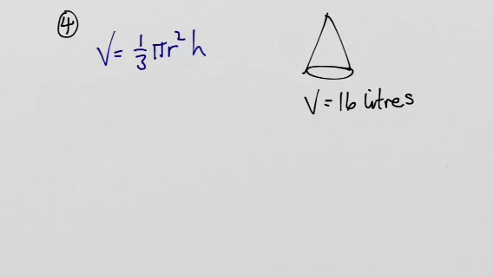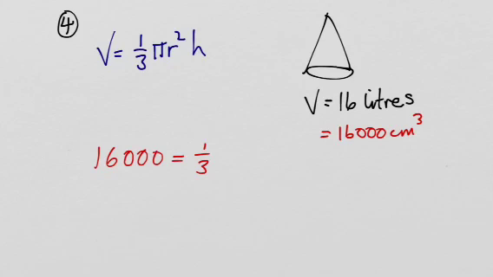Last question, you've got a cone. You're told that the cone has a volume of 16 litres. Okay, you should know that 16 litres is equal to 16,000 centimetres cubed. We need to know that because the rest of the measurements are in centimetres. So, for V, I can put 16,000. A third is a third. Pi is pi. The radius, the question tells us, is 28.5. So I can put that in my formula as well. 28.5 squared times the height.